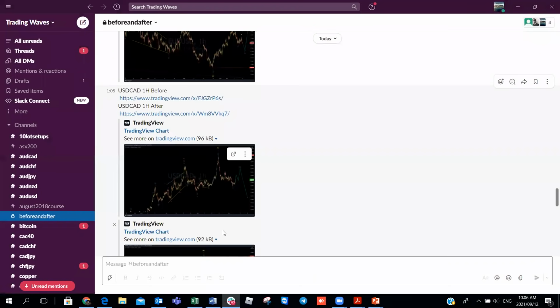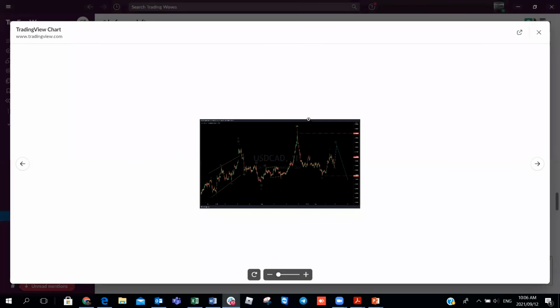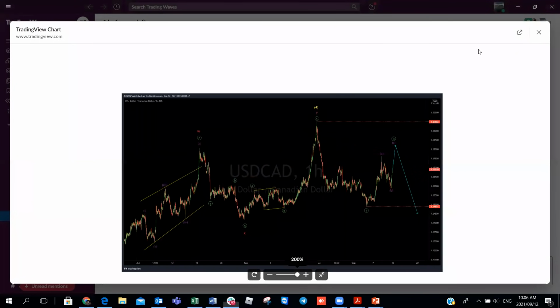Let's have a look at the chart as it has played out, and how we're looking at it going forward.